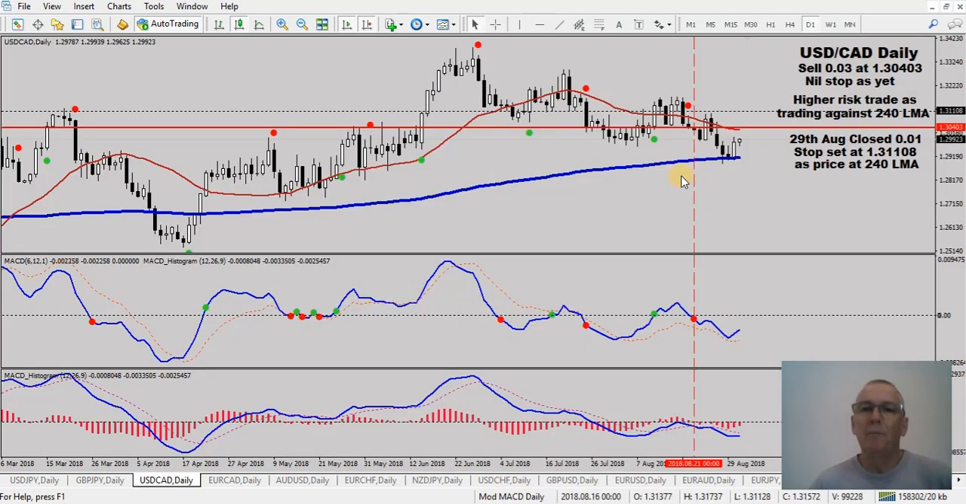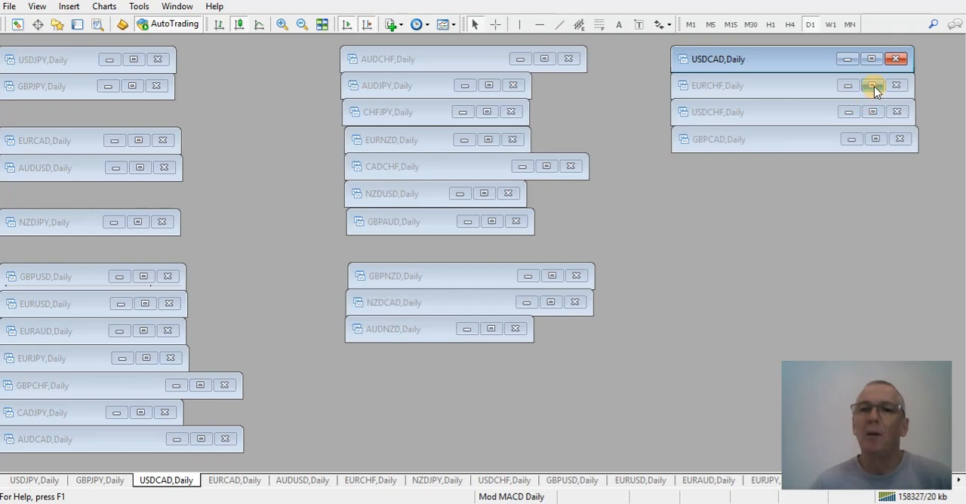USD CAD. I am in a sell here. Already closed out 1/3 when price got to the 240 LMA. It's a high risk trade. And yesterday we had this big bullish candle, so this morning I've decided to close another third. So I've closed 2/3 of this sell trade. Got a stop in place at this dotted line. So look, if it takes my stop out, I probably made a few pips, but it won't be a great profit and it won't be a loss. So that's the USD CAD.